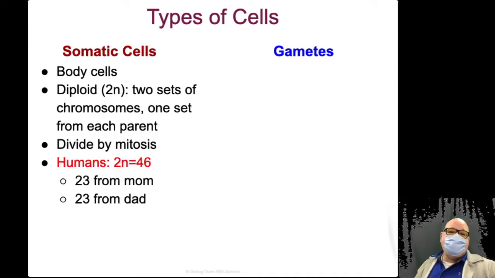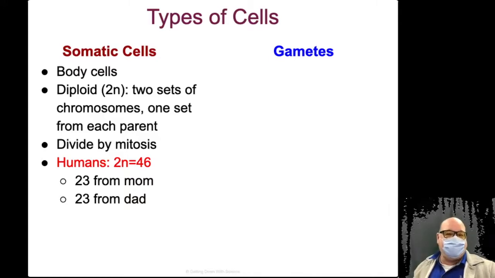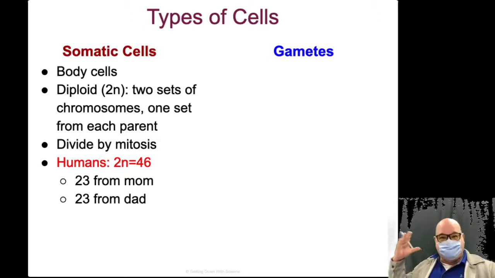Now, in humans, that number, the diploid number, is 46. 23 pairs, half from mom, half from dad, okay? And that's why when you make a Punnett square, the letters come in pairs, okay? Big B, little b. Mom B, dad B, okay? So that's kind of how that's going to work out.